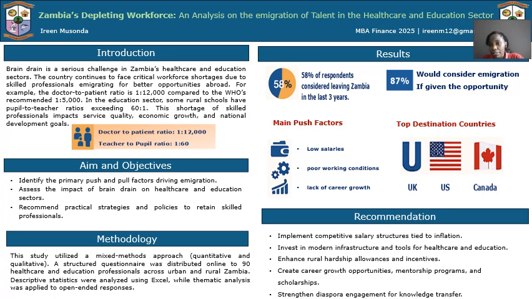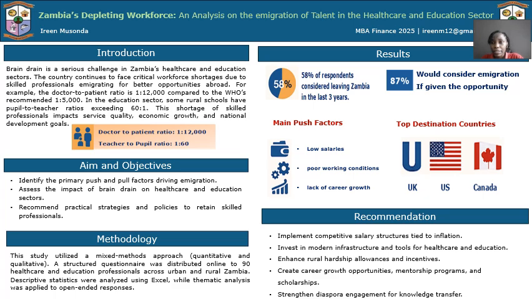So that is, if an opportunity came right now, even if they did not have any intention to leave, if the opportunity came for them to leave Zambia and work abroad, 87% of them would opt to go and work abroad. One of the main push factors of this is low salaries, poor working conditions, lack of career growth. The main highlighted countries that our respondents would prefer to go to if the opportunity arose was the UK, US, as well as Canada. So how do we mitigate this brain drain?